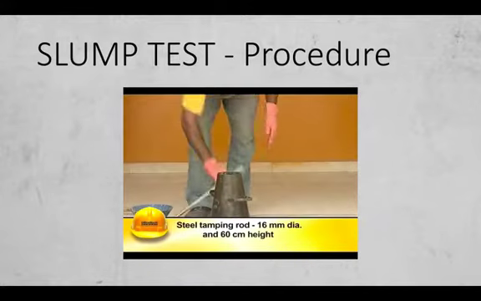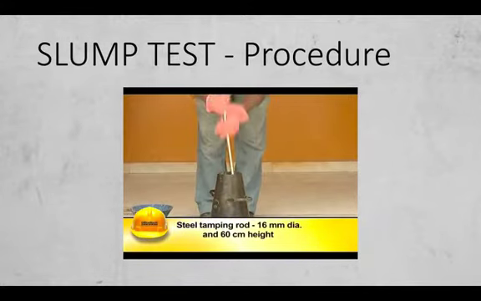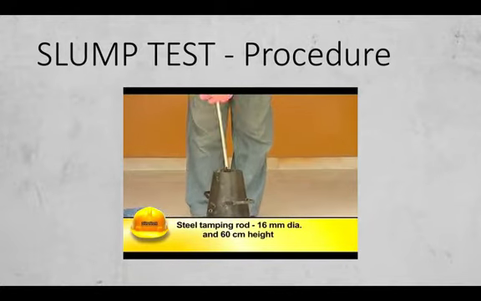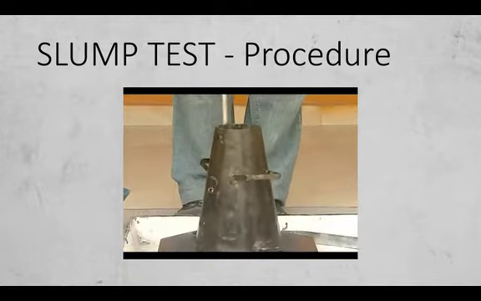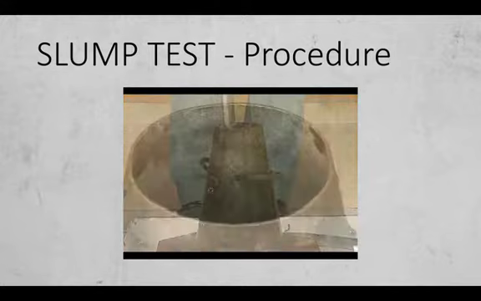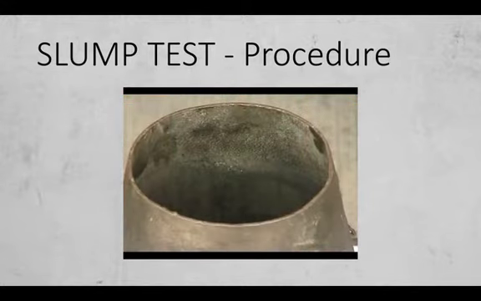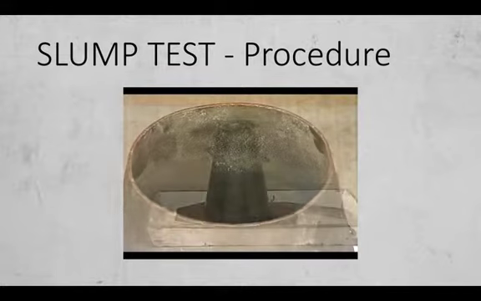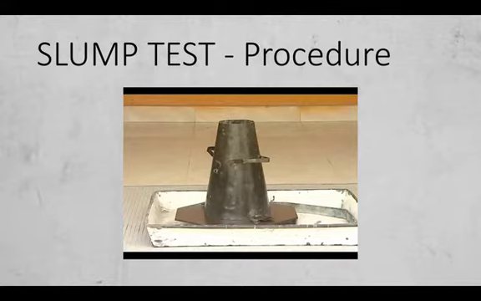A steel tamping rod of 16 mm diameter and 60 cm height is to be used for compacting. The internal surface of the mold should be thoroughly cleaned of moisture and any hardened concrete before commencing the test. The mold is placed on a smooth, horizontal, rigid and non-absorbent surface.